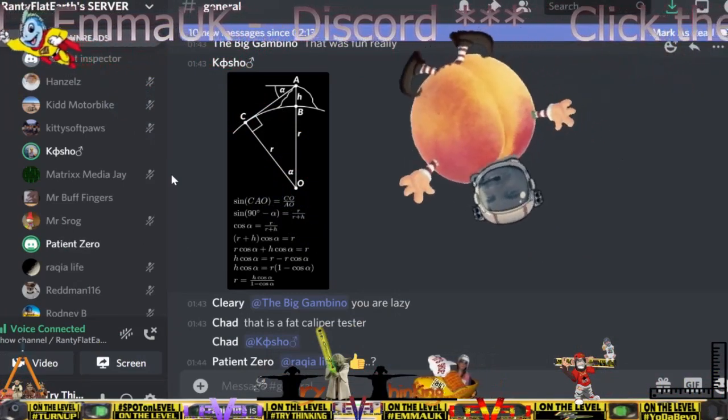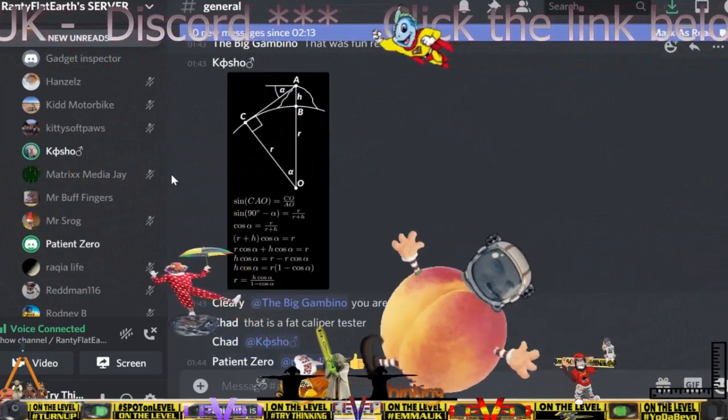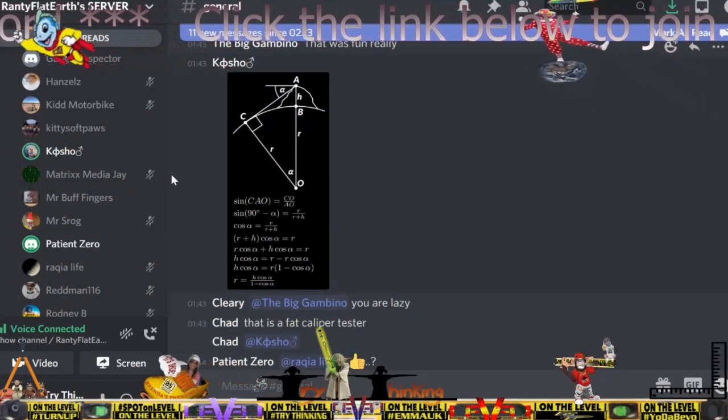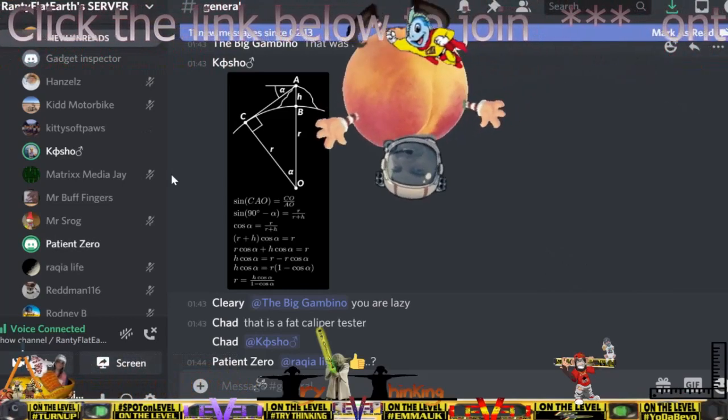That's like if you look at all the equations that lead up to the last proof, to the last formula, those are the derivation of how you get there. So it shows you where it says sine of 90 degrees minus A equals R plus H.